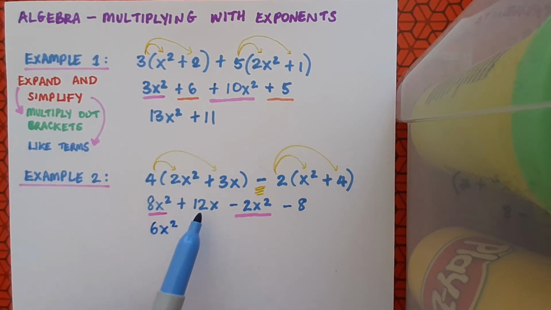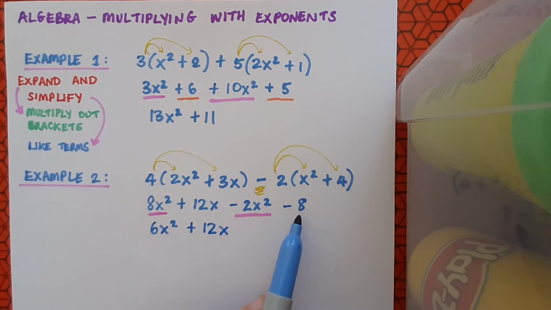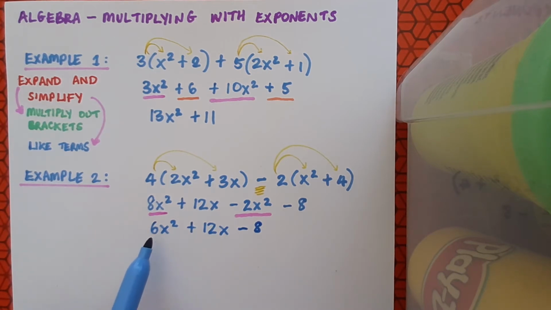There's no like term to go with the 12x because there's no other term that has just an x at the end. So the 12x will just stay as it is. And it's the same for that minus 8 at the end. There's nothing else to go with it, so I'll just write minus 8. Again, just take a moment to think about your vocabulary. What do I call a number like this? It's a coefficient. Are there any other coefficients in this expression?